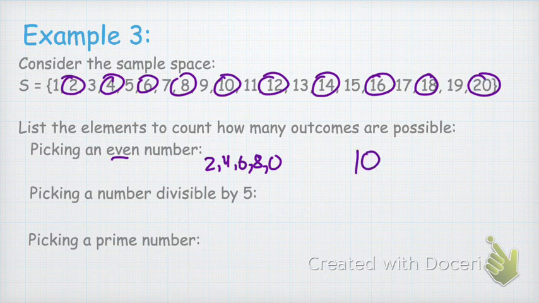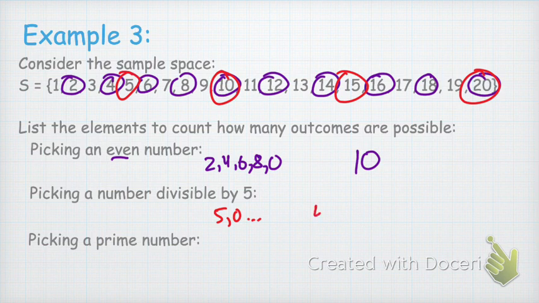If we wanted a number that's divisible by 5, let's see, those are the ones that end in 5s or 0s, right? So there's 1, 2, 3, 4. 4 different ways. And then there's prime numbers. So prime numbers are a little bit more challenging, but prime numbers are numbers that can't be divided by anything except for 1 and themselves.